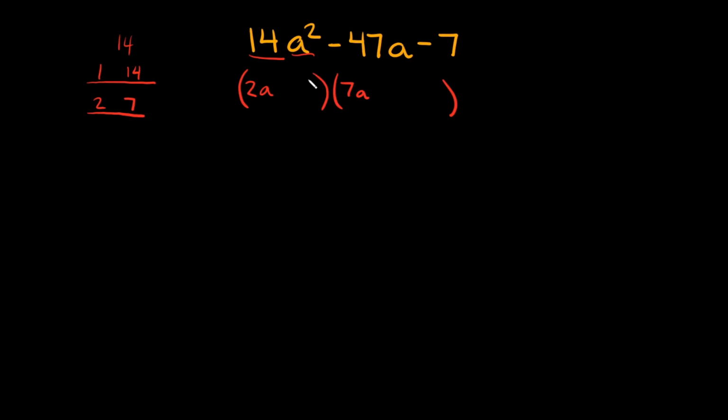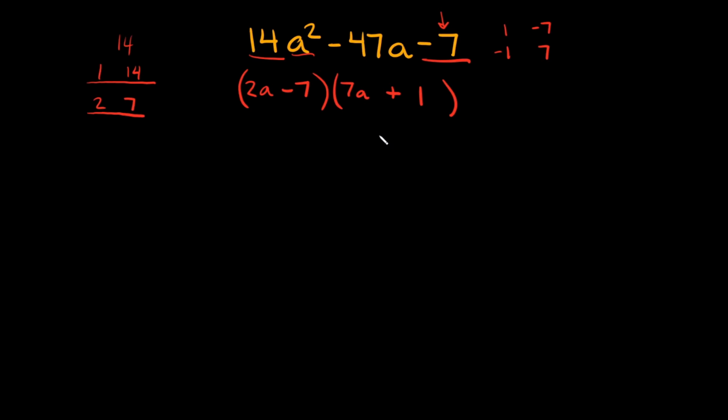Okay, now the next thing we need to figure out are what the numbers that go right here along with the signs are, right? And we're going to get that from our very last number right here, negative 7. Okay, so what are two numbers we can multiply together to get negative 7? Well, negative 7 is prime, so the only numbers we can multiply are 1 times negative 7 or negative 1 times positive 7, right? So what I'm going to do is I'm going to put a negative 7 here and a positive 1 here.